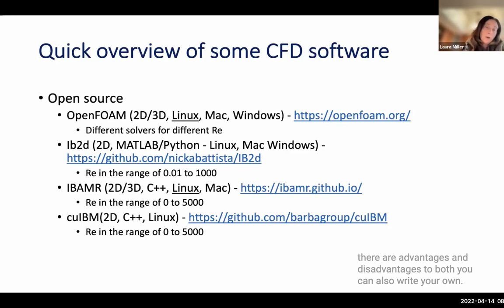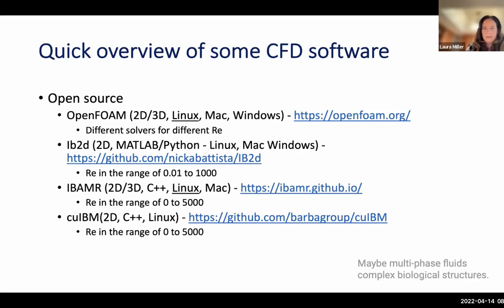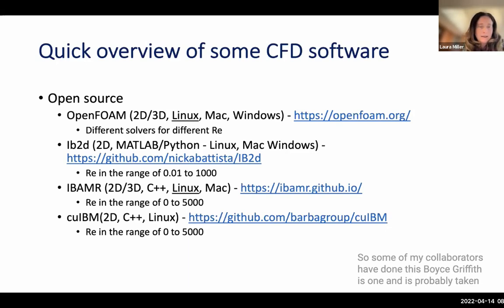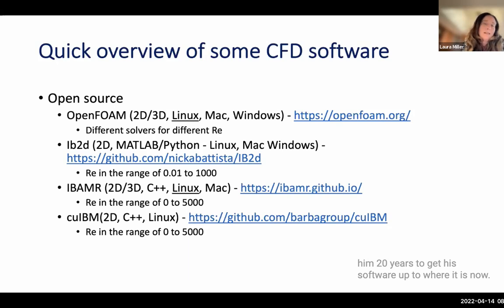You can also write your own. And if you're a numerical analyst, that's often what you might do. But if your ultimate goal is to move to 3D simulations with a lot of complexity, maybe multi-phase fluids, complex biological structures, it's hard to write your own code that goes all the way to that. So some of my collaborators have done this. Boyce Griffith is one, and it's probably taken him 20 years to get his software up to where it is now. So again, it depends a bit on your goal, but let's say you're going to start by looking at other software that's out there.